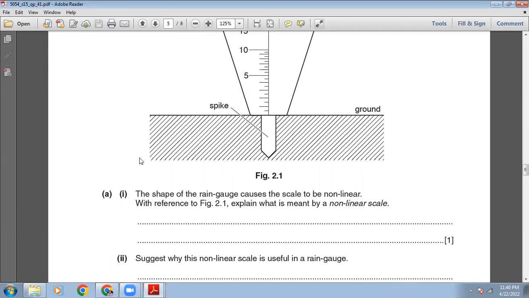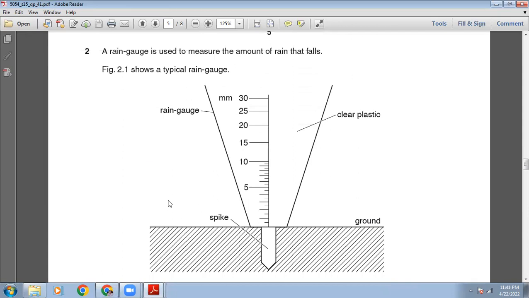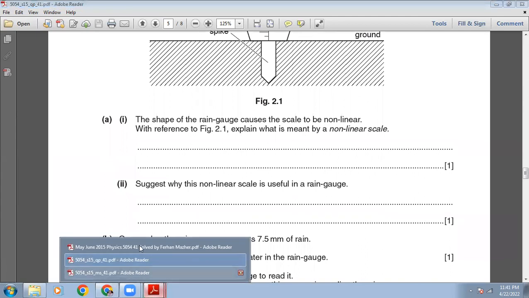With reference to figure 2.1, explain what is meant by a non-linear scale. The non-linear scale means that the distance between the divisions in this gauge is not uniform. The distance between the divisions, the markings or the readings, is not constant. Here it is a large distance, and as you move up, the distance between the readings decreases. So that's the meaning of non-linear.